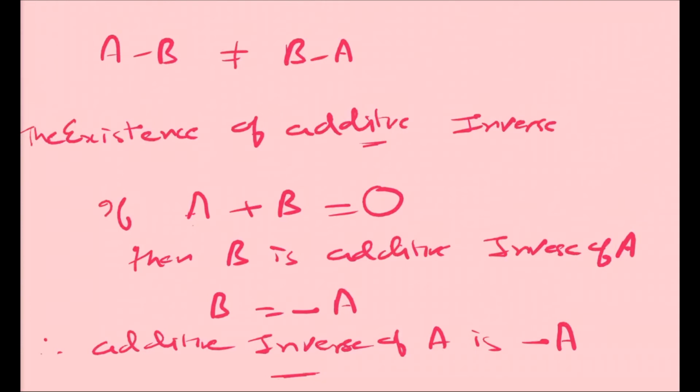What is the 0? 0 was the additive identity. If we get the additive identity, then B is the additive inverse of A. Similarly, A is the additive inverse of B. Right? If we add these, we get the 0.